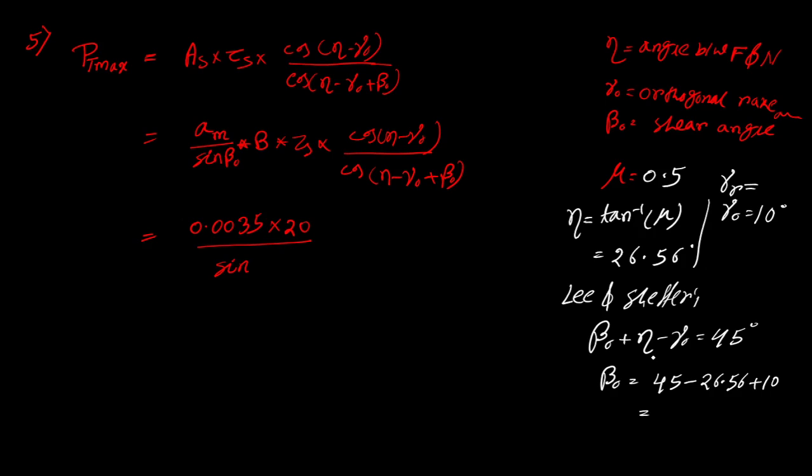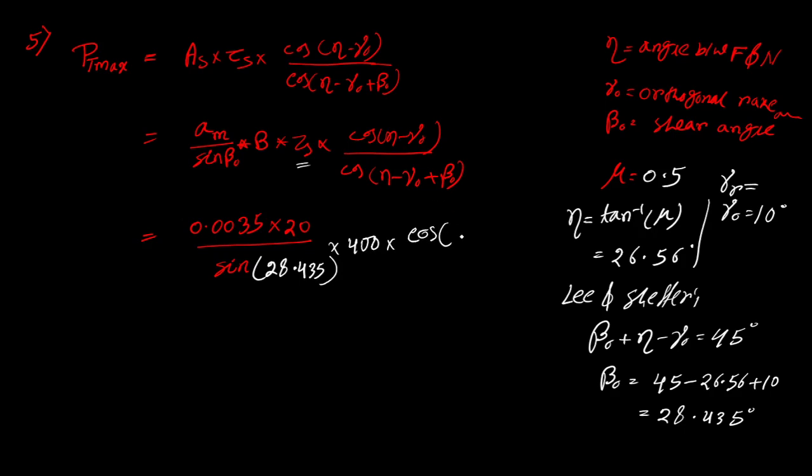Let me find out. 45 minus 26.56 plus 10 is around 28.435 degrees. Okay, this is the value of beta naught. So you can put this value here, 28.435, and the shear strength is also provided, 400 Newton per millimeter square.